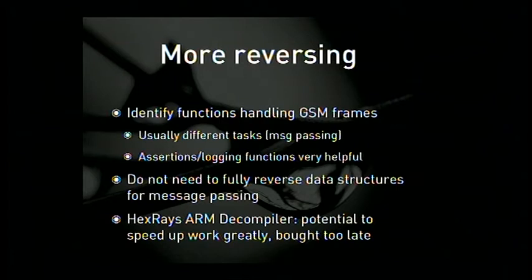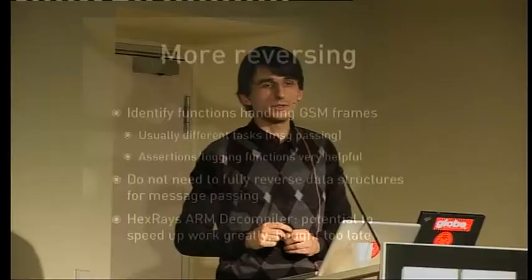So they'll send around a message through this message passing interface, and you have to be able to at least understand parts of this structure to figure out where a message is flowing. You don't need to fully reverse these data structures, but this is a part that you can really sink time into. But again, the assertions are very helpful for figuring out where the actual points are that do the message passing.